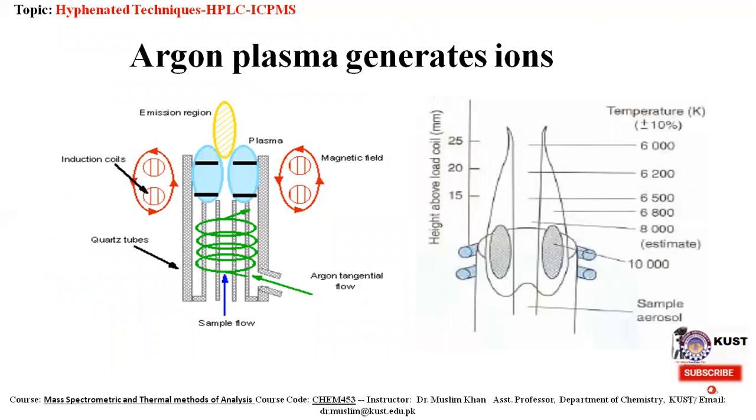So this argon plasma generates ions, as I told you. Discussing this, we are coming to the sample flow. The sample is flowing through these quartz tubes. These are the magnetic field radio frequency coils, as I told you, and the argon gas is flowing through it.